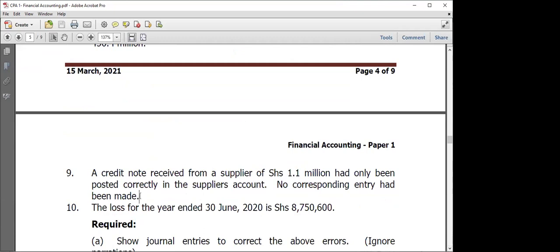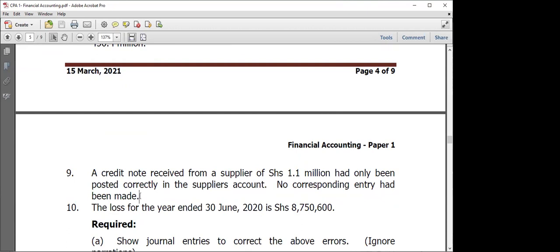Okay, second last, they are saying that a credit note received from a supplier of shillings 1.1 million had only been posted in the supplier's account. A credit note from a supplier had only been posted correctly in the supplier's account. No corresponding entry had been made.